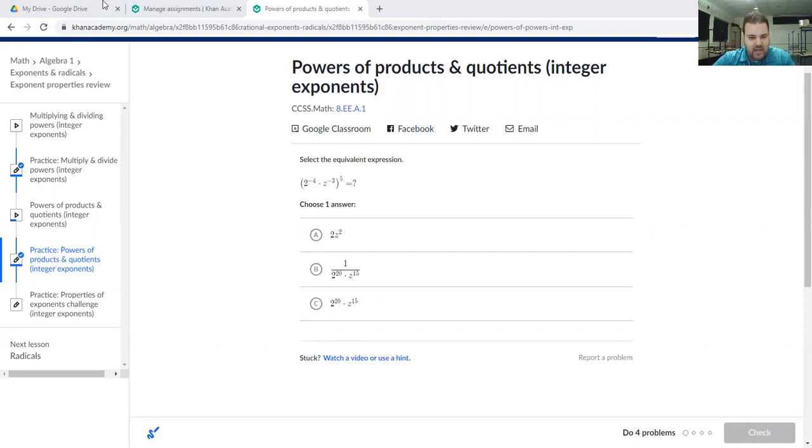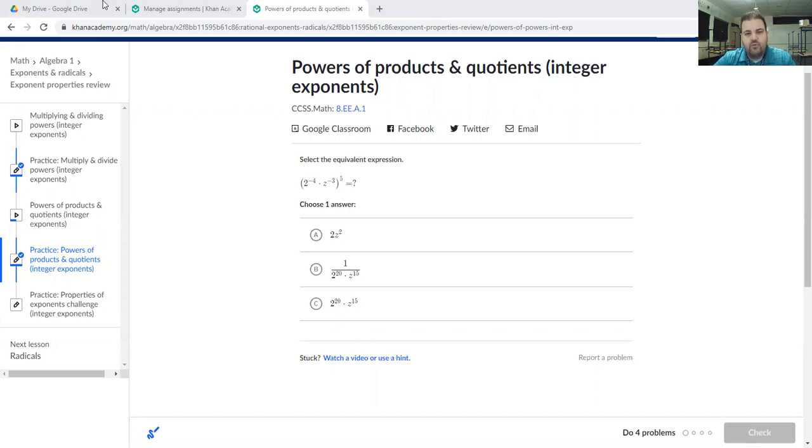Basically, what's happening here is you have a base of a 2 and a base of a z. All right, those are two different things, so they cannot be combined at all. So you have two different bases here, and the 5 is the exponent, or the power, that's outside of the parentheses. So what's going to happen is this 5 is going to come down and it's going to hit every single thing. It's going to hit the -4, that power, and it's going to hit the -3, that power. It's going to hit every single power.